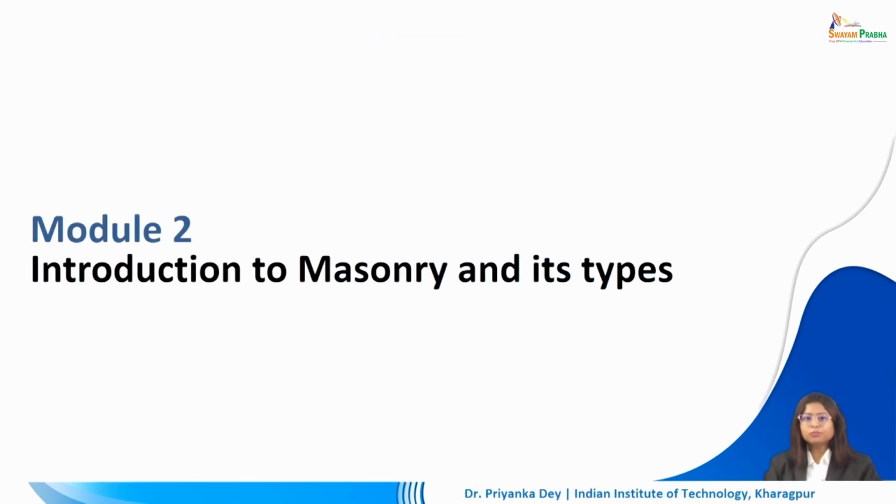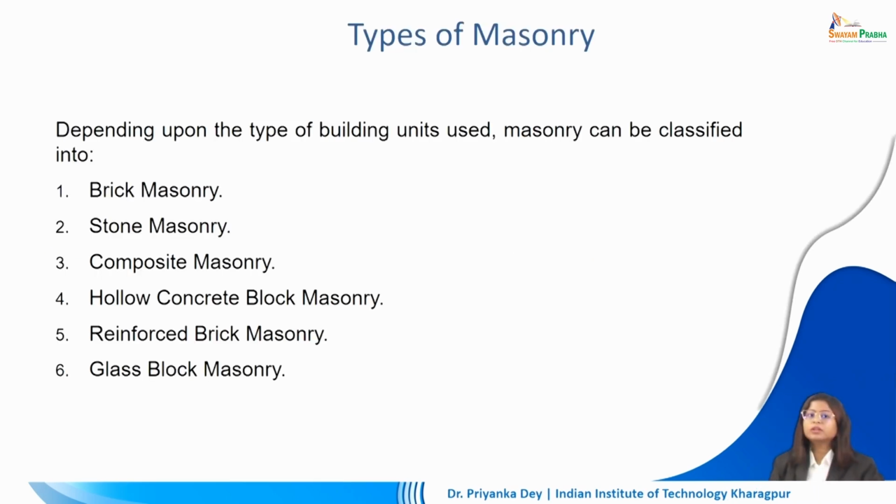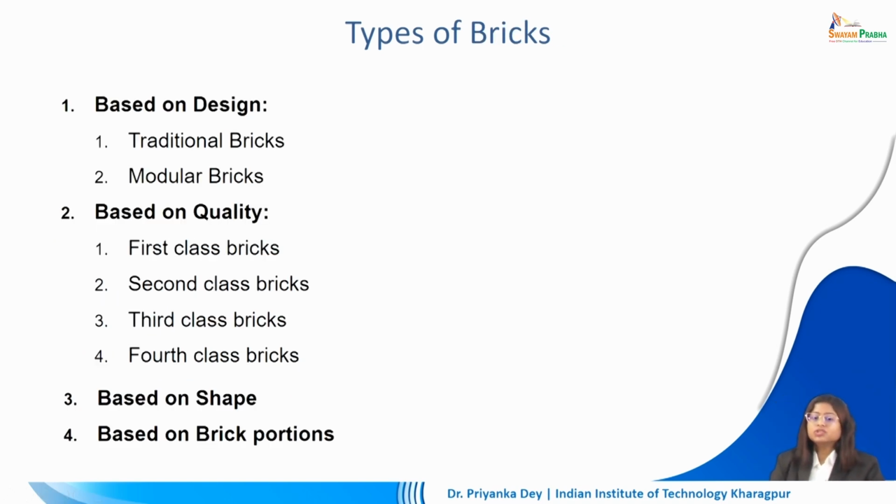Moving on to the second module, which is on masonry. Depending upon the type of building unit we are using, masonry can be classified into brick masonry, obviously made up of bricks, stone masonry, composite masonry, hollow concrete block masonry, reinforced brick masonry and glass block masonry. Now, based on the design, we can use traditional bricks or we can use modular bricks. Modular bricks have a very specific size. Based on quality, we can classify bricks into first class, second class, third class, fourth class. Here, first class is the best quality of bricks.